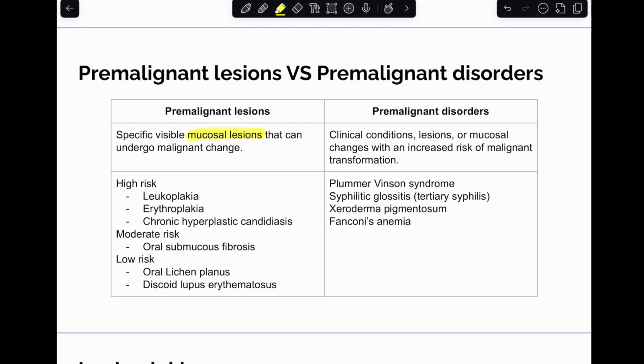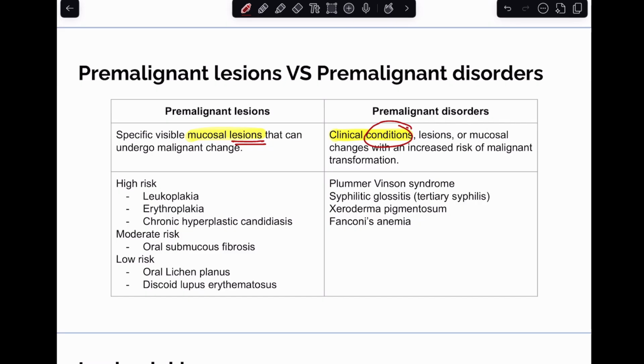Whereas when we talk about premalignant disorders, these are clinical conditions. These are not just lesions, these are clinical conditions where we see lesions or mucosal changes which have an increased risk of malignant transformation. So the difference, as you can see, is that these are conditions, whereas premalignant lesions are just lesions that you are seeing in the mucosa.